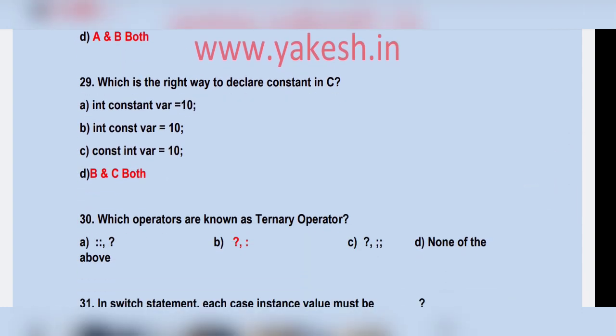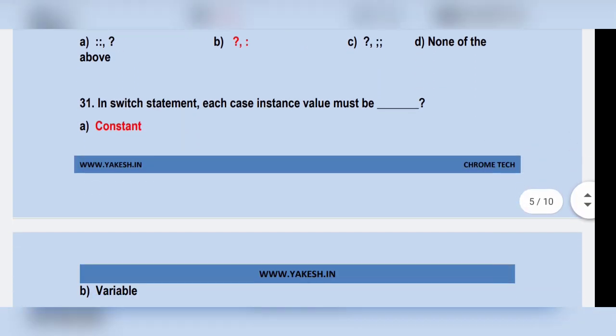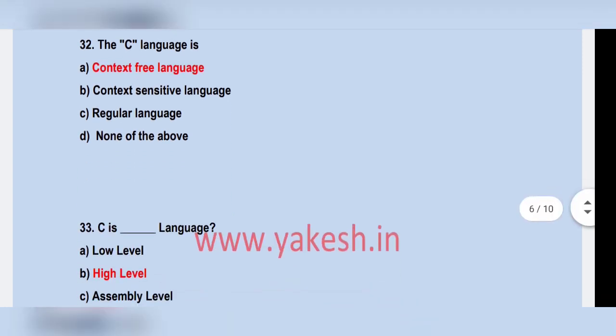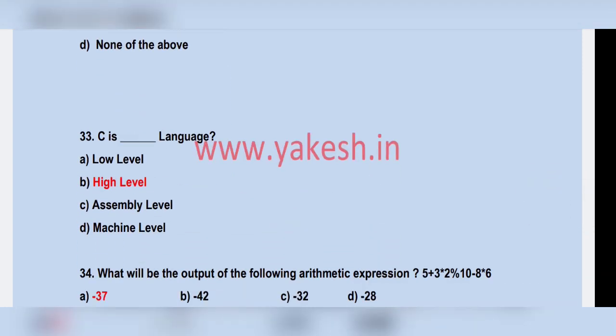Which is the right way to declare a constant in C? Option D, both B and C. Which operator is known as the ternary operator? Option B. In a switch statement, each case value must be constant. The C language is a context-free language. C is a high-level language.